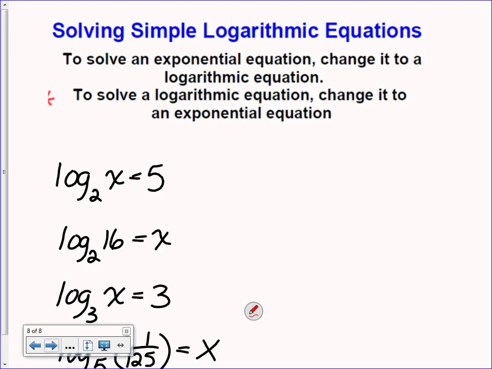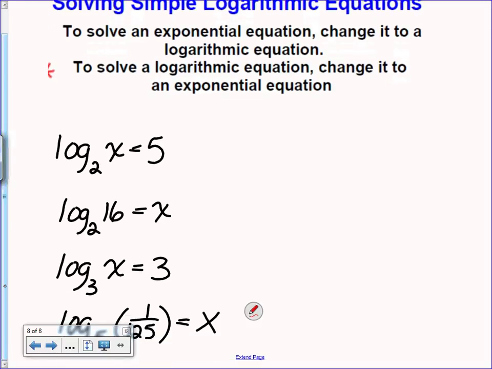All right, now we can also solve simple logarithmic and exponential equations. So to solve an exponential equation, you just want to convert it to a logarithm. And to solve a logarithmic equation, you just want to convert it to an exponential equation. So just convert between the two forms. All right, here's an example. We have log base 2 of x equals 5. So we're just going to convert that to exponential form. It would become 2 to the 5th power equals x. And then you can just evaluate 2 to the 5th power. It equals 32.